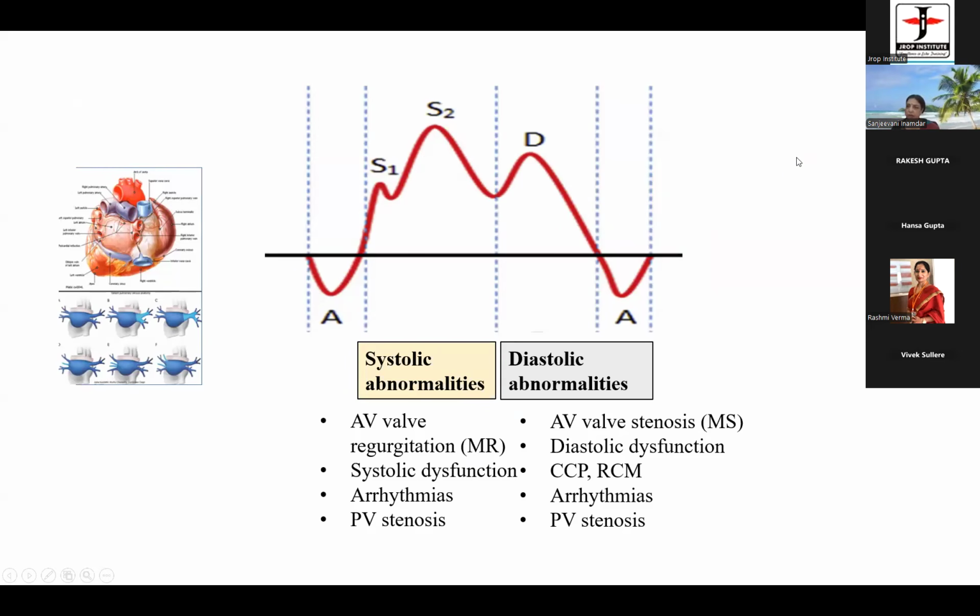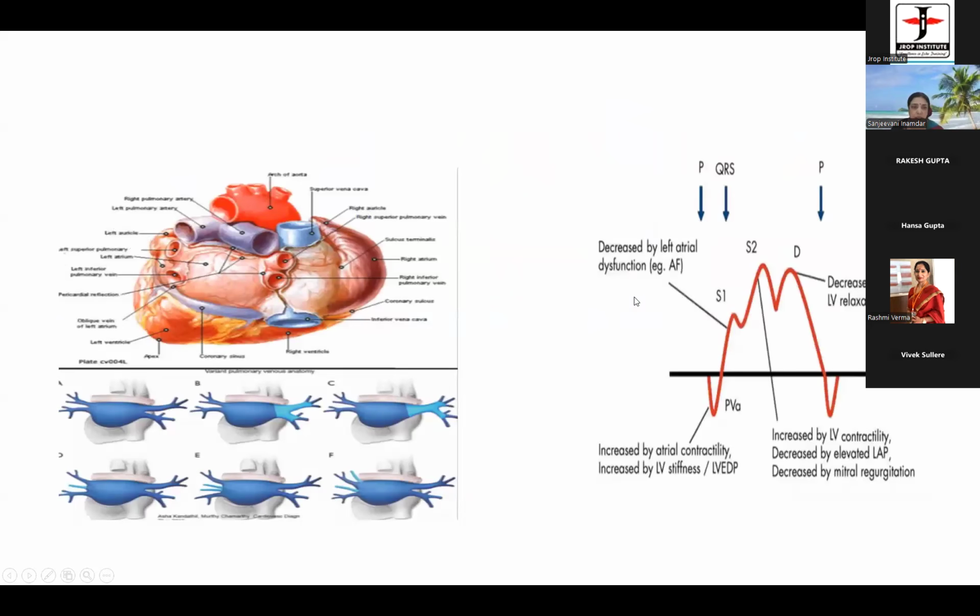So there are systolic abnormalities. Now we have finished anatomy and physiology. So there are certain systolic abnormalities and diastolic abnormalities. Today we will see a few of them due to time constraints.